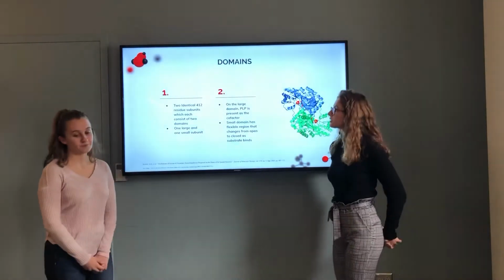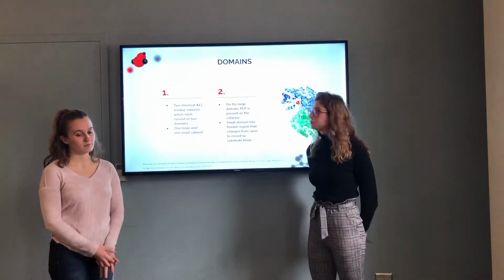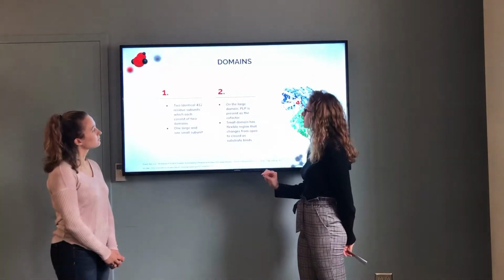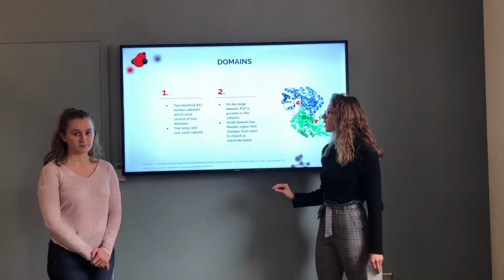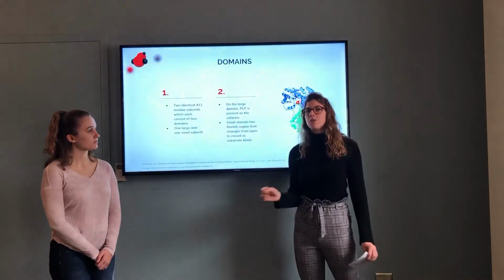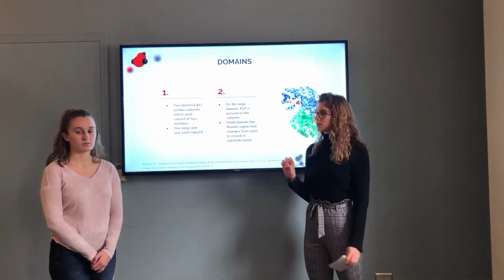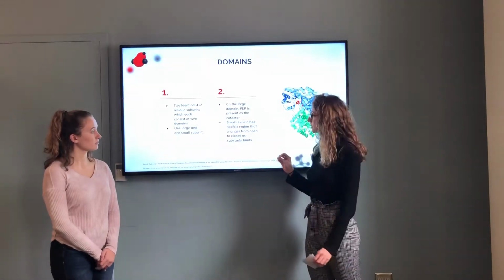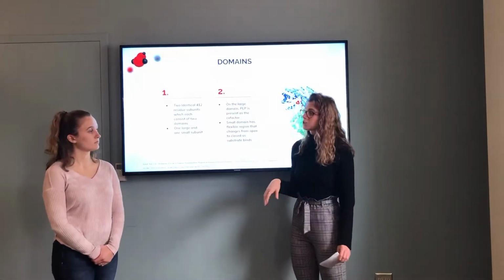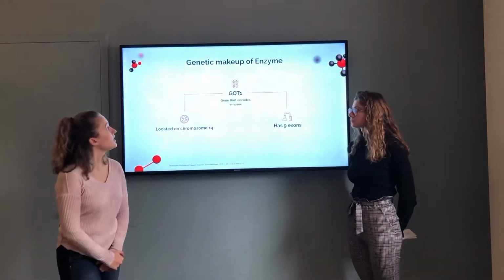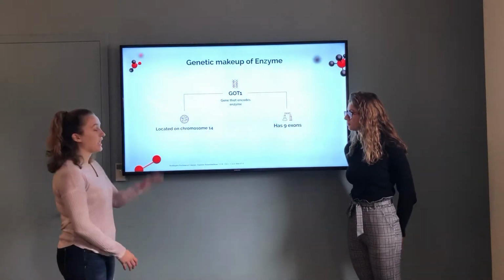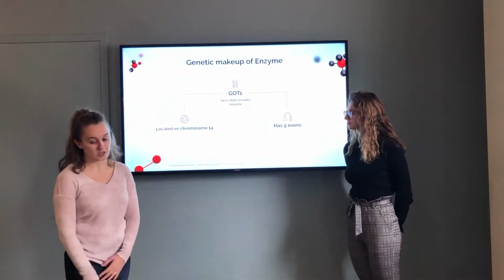For the domains of this enzyme, there are 2 identical 412 residue subunits, each of which has 2 domains, one small and one large. On the large domain is pyridoxal phosphate, abbreviated as PLP, which is present as a cofactor, meaning its presence is necessary for the enzyme to be able to perform catalysis. On the small domain is the flexible region that changes from open to close as the substrate binds to the enzyme. The enzyme is encoded by the GOT1 gene that is located on chromosome 14 and includes 9 exons.